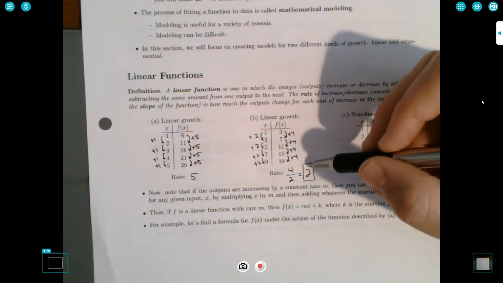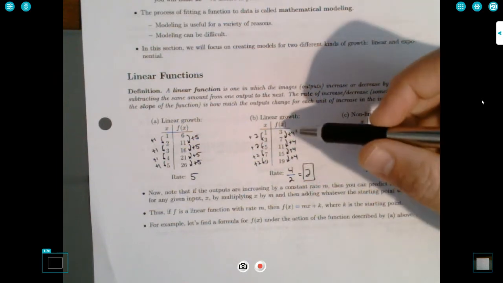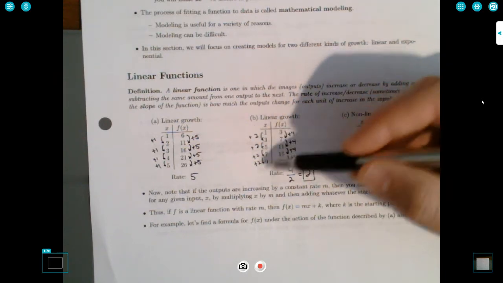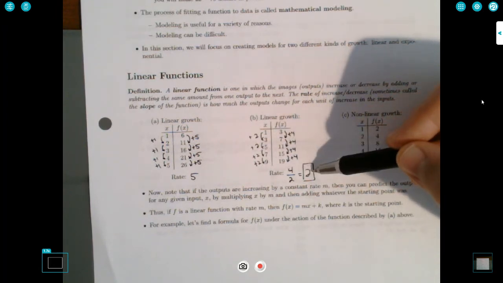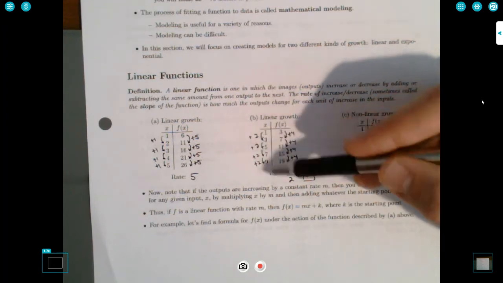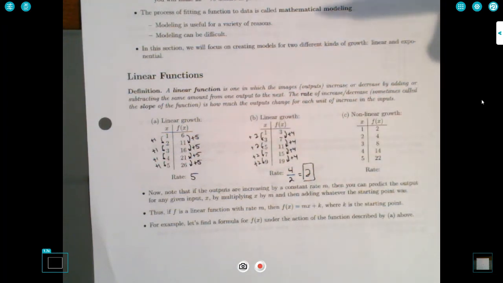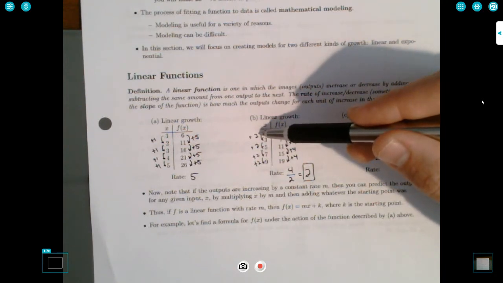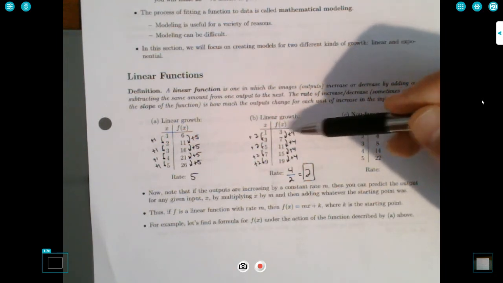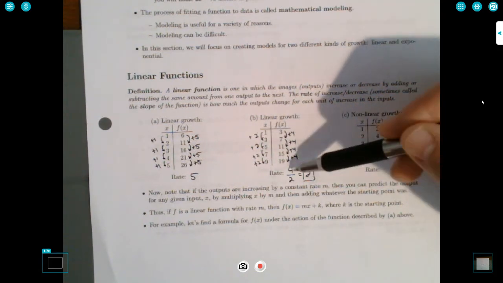Right? So you're going to increase by 2 units for each 1 unit of increase. Sorry, let me say that again. Your outputs are going to increase by 2 units for each 1 unit of increase in your inputs, right? In other words, they increase by 4 units. Your outputs increase by 4 units for every increase of 2 units in your inputs. So in 1 unit of input, you're going to increase by 2 units of output, right? So 4 divided by 2.